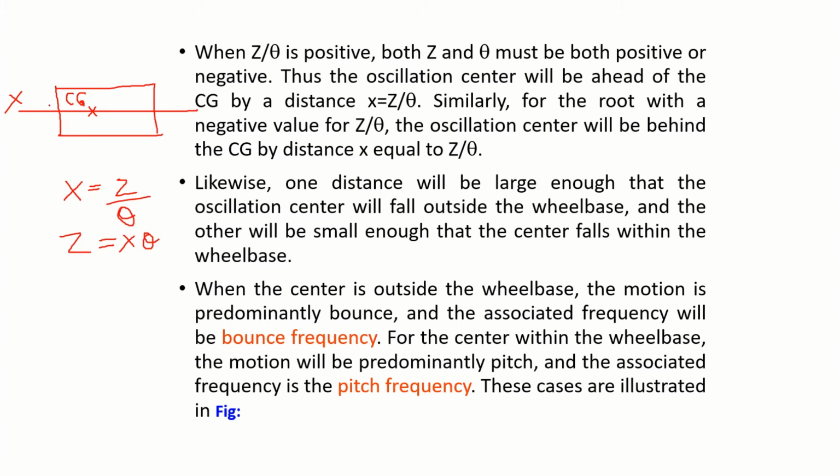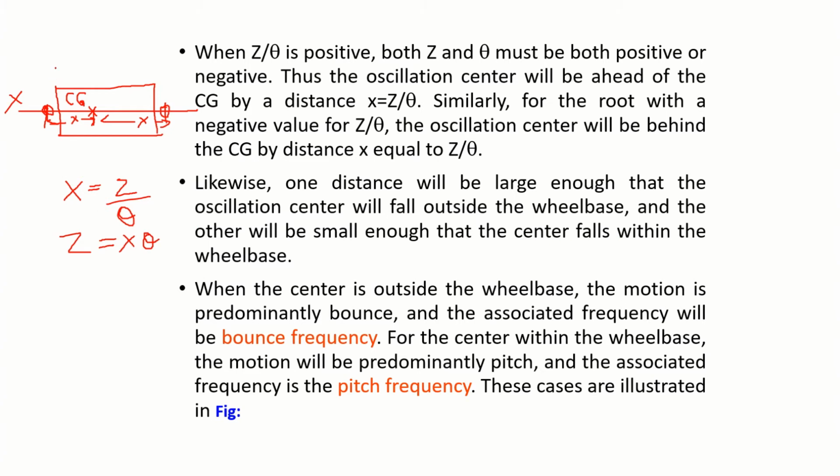Or you measure z here, this value can be x, which is equal to z by theta, or it can be here. x here or here. Somewhere I just put it outside. One distance will be large enough that the oscillation center will fall outside the wheelbase, and the other will be small enough that the center falls within the wheelbase.